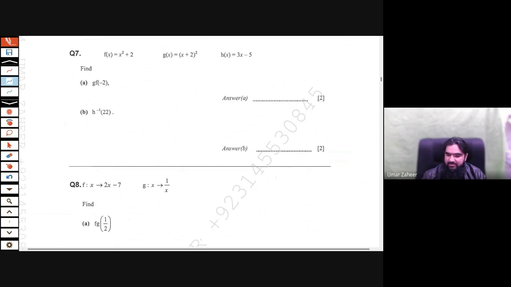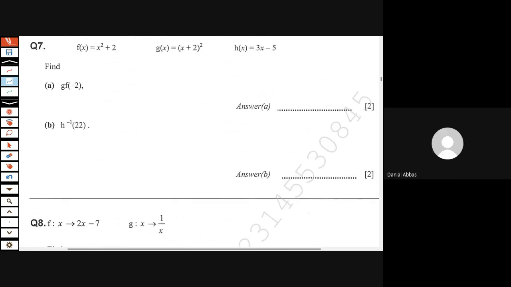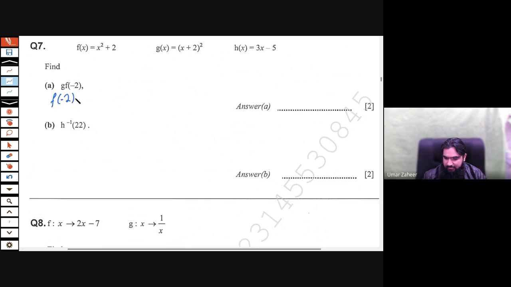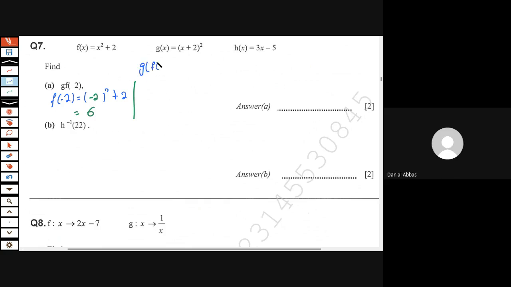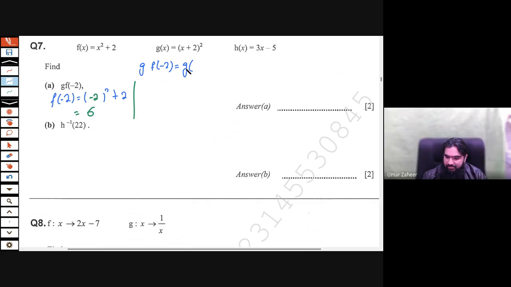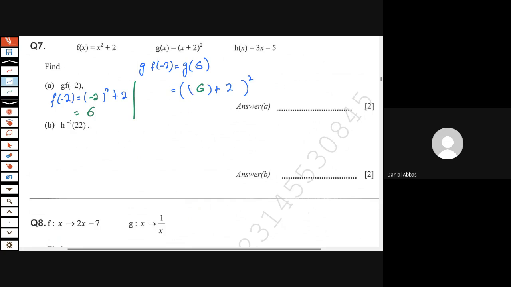Yes, Daniel, tell me what will be the first step here? Sir, we will find f of minus 2 first. Yes, excellent. f of minus 2 will be equal to minus 2 whole square plus 2, that will be 4, 4 plus 2, 6. Now find the value of g of f(-2). We will substitute 6 into g, so it will be x plus 2 whole square, so 6 plus 2 whole square. 6 plus 2, 8. 8 square will be 64.